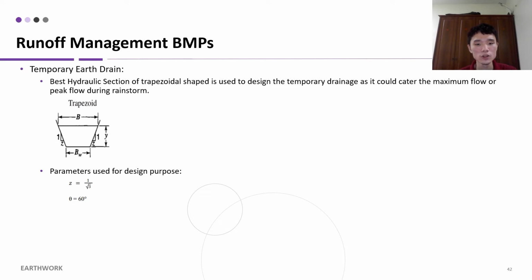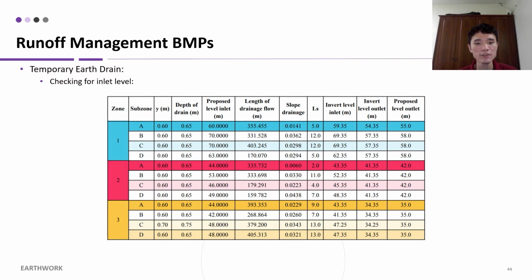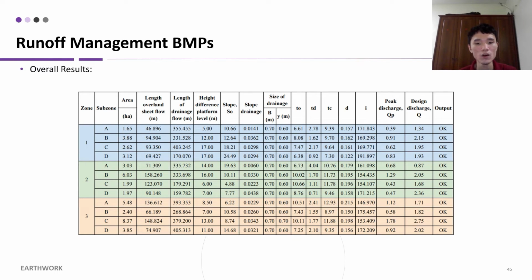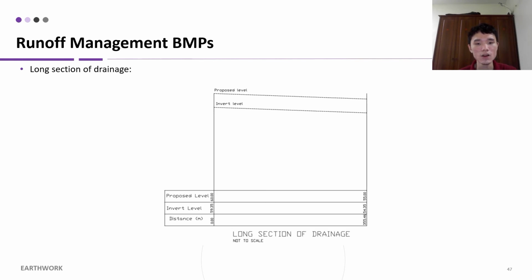To design temporary drainage, the best hydraulic section of trapezoidal shape is used. Since the flow discharge obtained is higher than peak flow discharge, the dimension of channel is okay. The table shows the checking for inlet for all three zones. Based on the result, all the zones have higher design discharge than peak discharge. Hence, the design is okay. This is the design plan for drainage. This is a long section view of drainage.